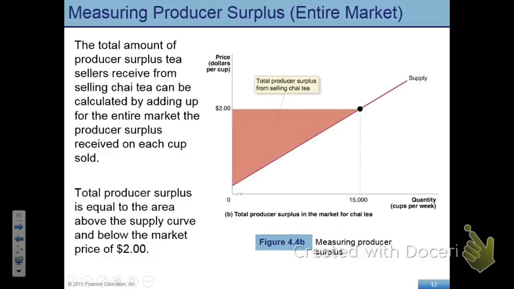So today we will move a little bit further, and we are going to use these concepts of producer surplus and consumer surplus to learn a little bit more about the idea of efficiency in our market. We have looked at the issue of efficiency before. We looked at efficiency from an allocative efficiency perspective and from a productive efficiency perspective.